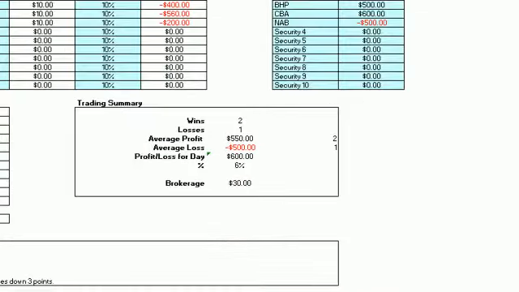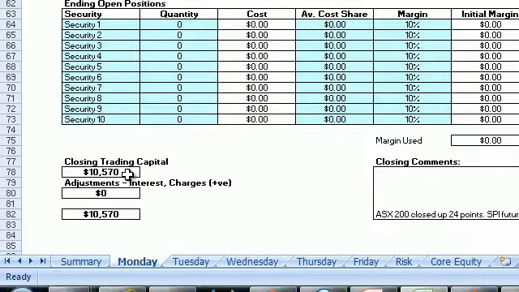So we'll come over here. Today we've had 2 wins, 1 loss, as we saw previously. The BHP and CBA were winners. The NAB, unfortunately, was a loser. Our average profit was 550. Our average loss was 500. Total profit for the day, $600, which was a 6% increase in capital. Brokerage of 30. So therefore we can see our closing trading capital is up 570 down here.